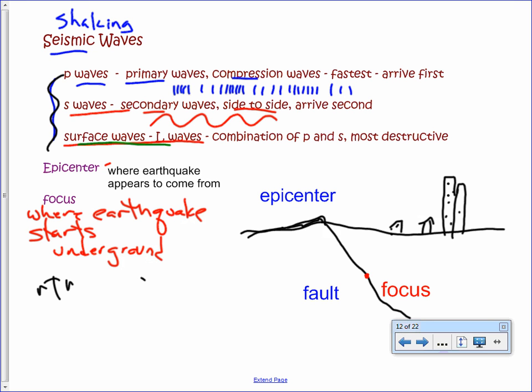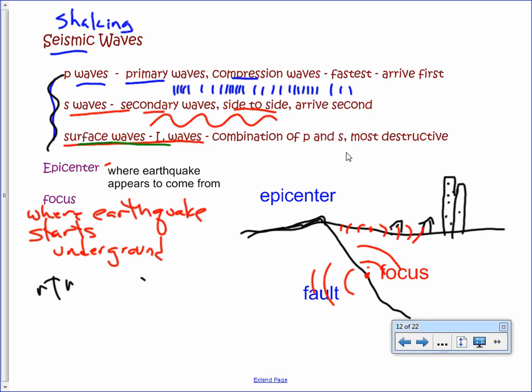The focus might be a place where the earthquake actually starts, and so these waves are going to start coming out here in all directions and start shaking. The epicenter is going to be directly above that. So it's going to appear that the earthquake starts here.